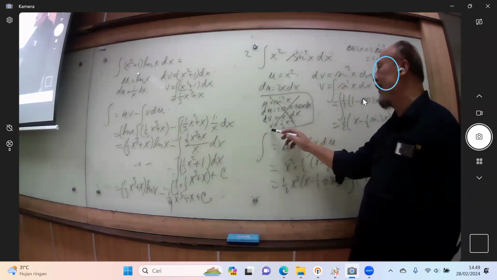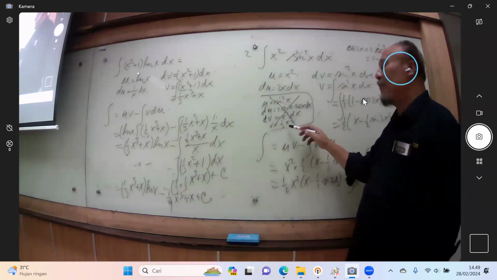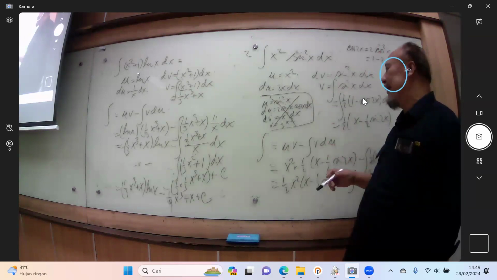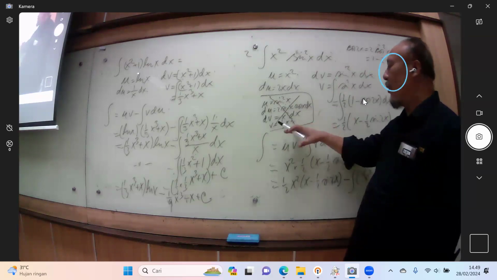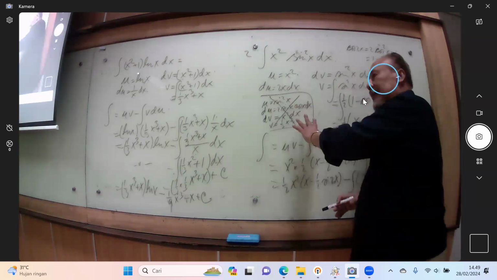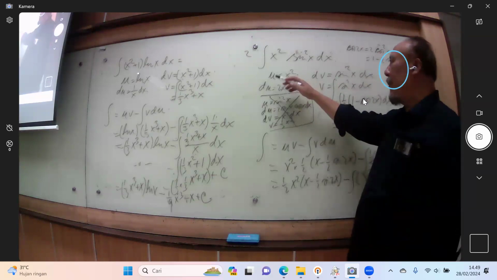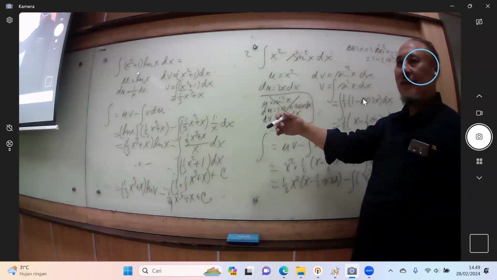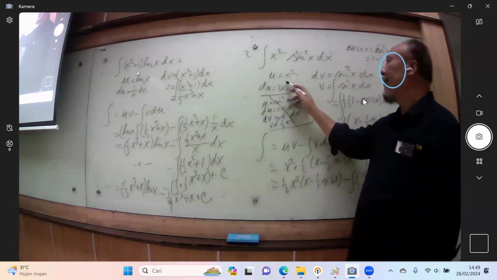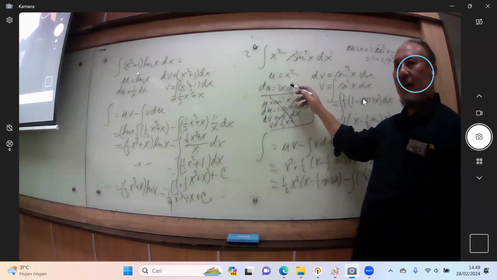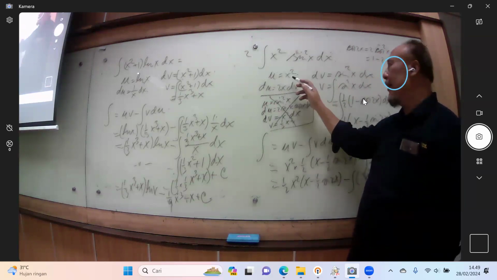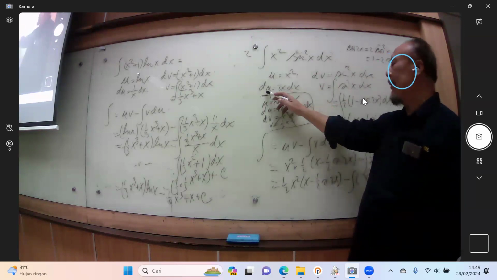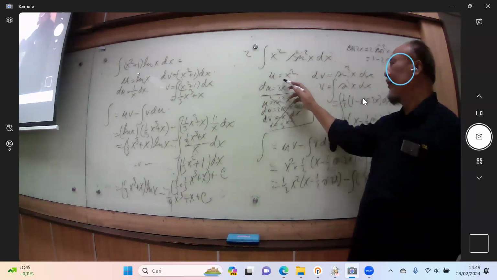Now, if dv is x squared dx, then v is x to the power of 3. The problem is, I'm not saying it's wrong, but if we continue, the power of x becomes higher. The target is to make it lower. So if we take x squared, then du is 2x dx, so this lowers the power.